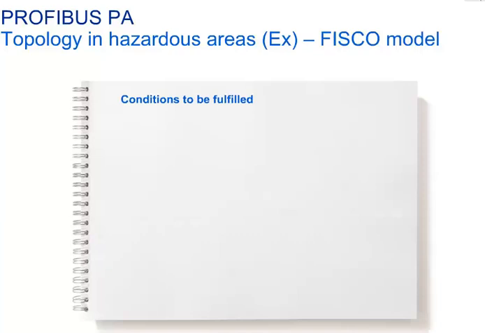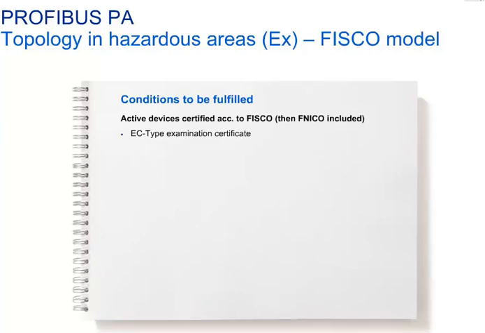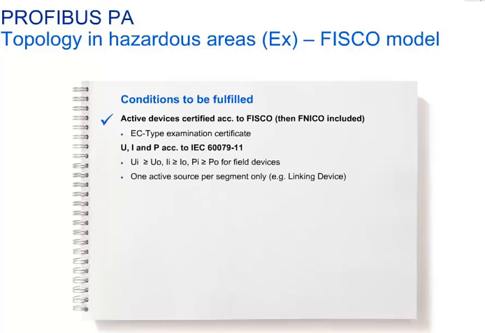The FISCO Field Bus Intrinsically Safe Concept model allows you to easily and quickly design and use a Profibus PA system in the hazardous area. On the user side, only some few requirements must be met or checks performed. Have the active PA devices been certified according to FISCO? Just ask your device vendor for the certificate. Do the values for UI, II, and PI comply with IEC 60079-11? Just look this up in the device certificate.